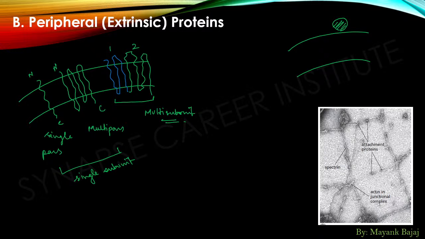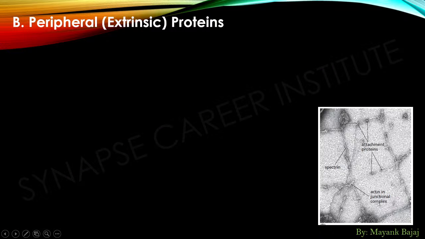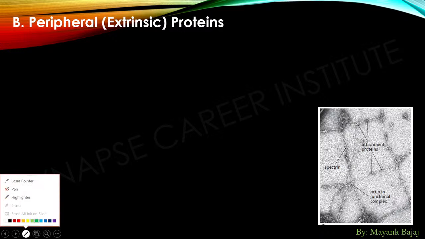Yes, sir. Okay. So now I'll take, there are only 3 minutes left. I'll just finish one more kind of protein, that is extrinsic membrane protein. Then I'll stop the class, right? So the next category is extrinsic membrane proteins.